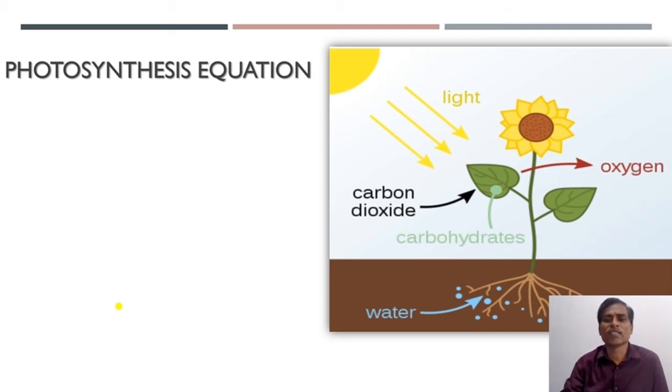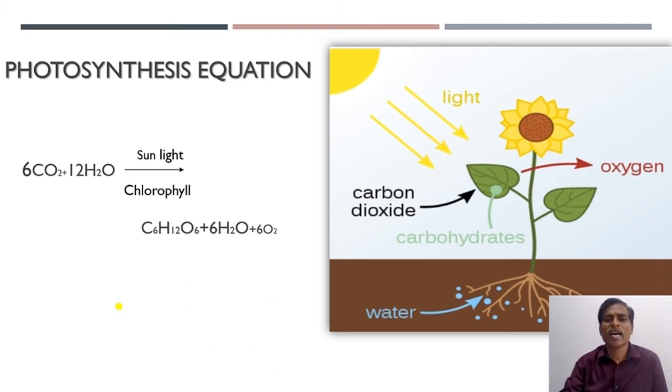Now, this is the equation. That is 6CO2 plus 12H2O gives rise, in the presence of sunlight, which takes place in the chloroplast, to C6H12O6 plus 6H2O plus 6O2.